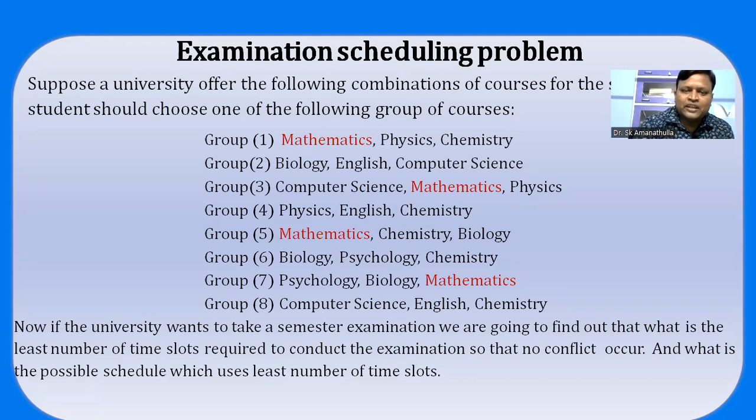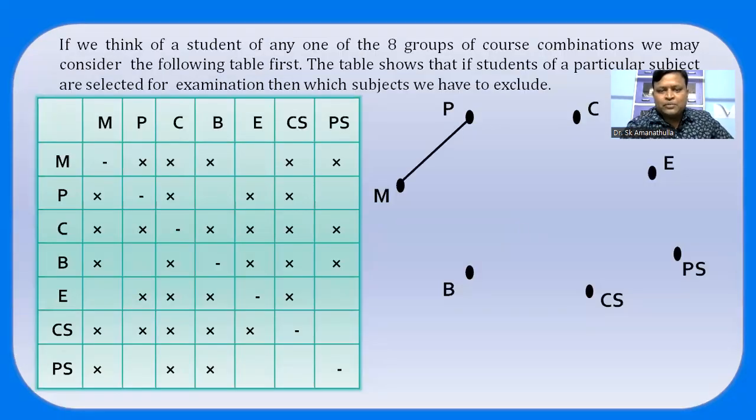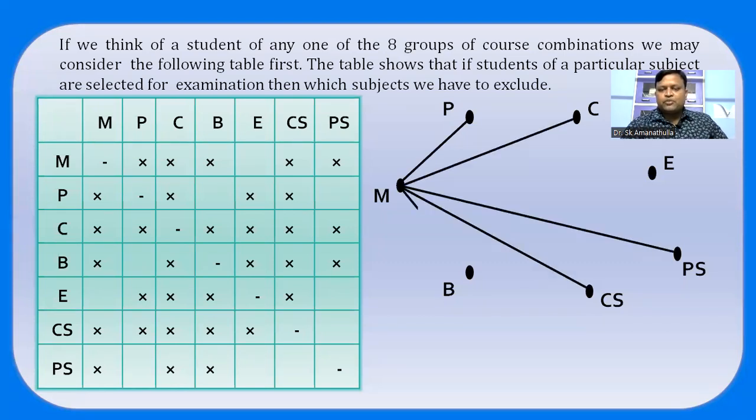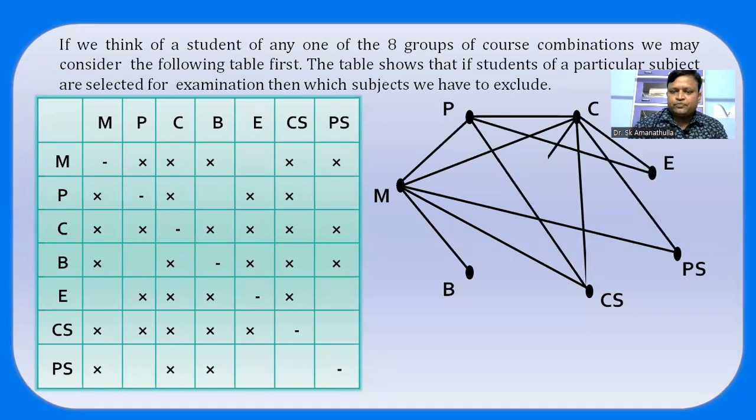Here we see that mathematics and physics are in the same group, so there will be an edge between mathematics and physics. Mathematics and chemistry are also in the same group. Mathematics and computer science are also in the same group. Mathematics and biology, mathematics and psychology are all in the same group. So we join mathematics and physics, mathematics and chemistry, mathematics and psychology, mathematics and computer science, mathematics and biology, physics and chemistry, and so on. This is the graph.